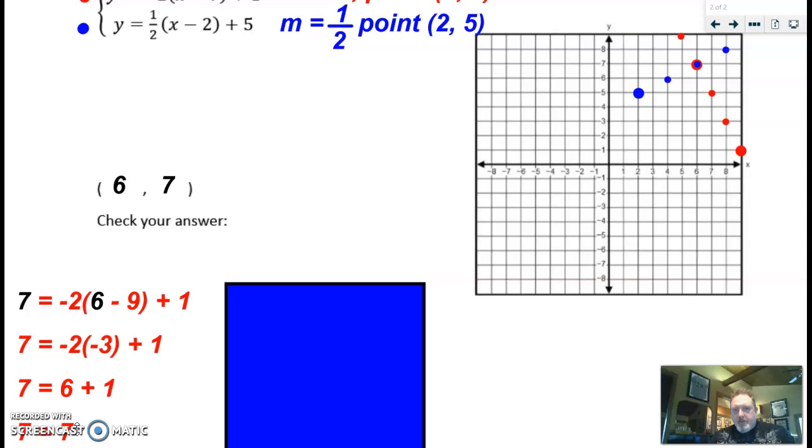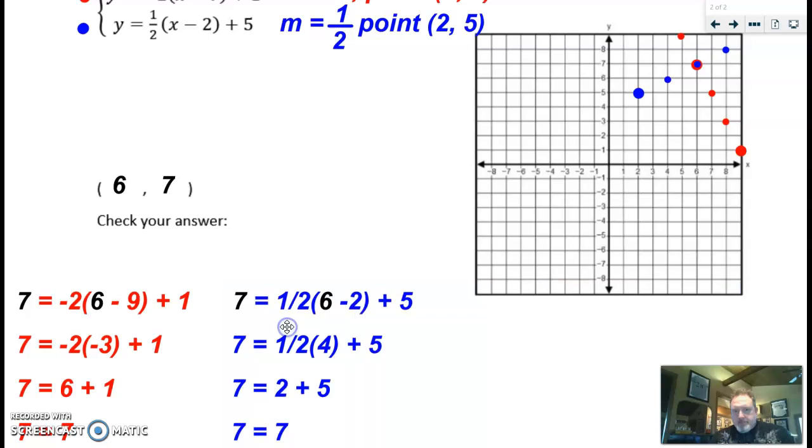I got to do the same thing for the second equation, so I'm going to plug 6 in for x and 7 for y. So same idea. We're going to do 6 minus 2 first, in parentheses we have 4, half of that is 2, and 2 plus 5 is 7. So again, just a quick rundown of not only how to identify the slope and the point, but then how to graph them and get your common intersection point for a system of equations.